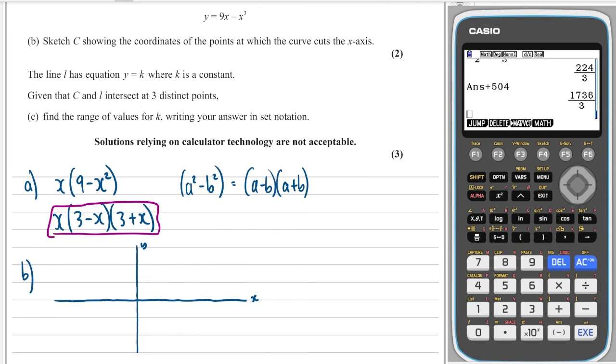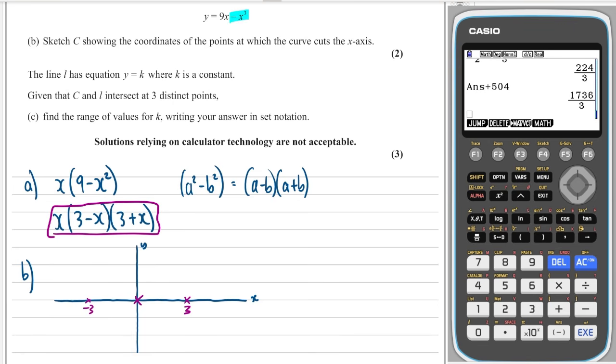And we need to find where it cuts the x-axis, so that's when this purple square here equals 0. Well, when x is 0, that will be 0, so therefore the whole thing will be 0. So it definitely goes through 0, 0. Also, when x is 3, 3 minus 3 gives you 0 there. So 3 is also a root. And here, minus 3. When I sub minus 3 into that bracket, we will get 0. So those are the places where it crosses the x-axis.